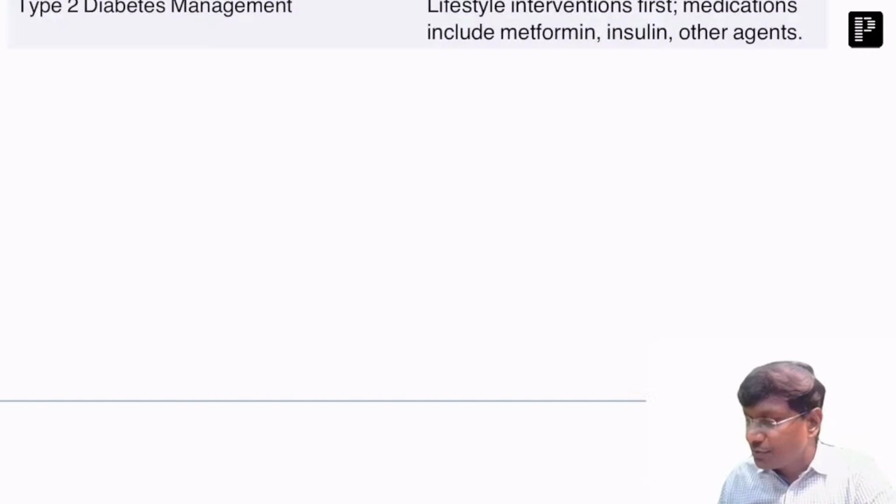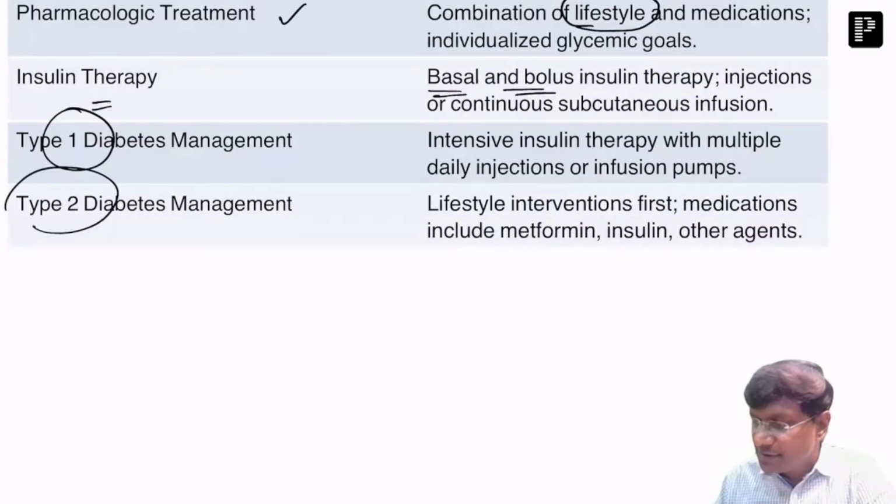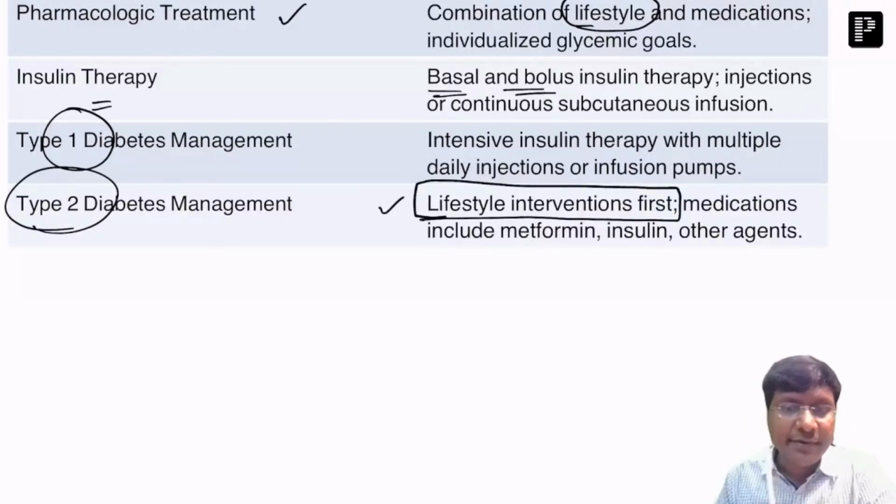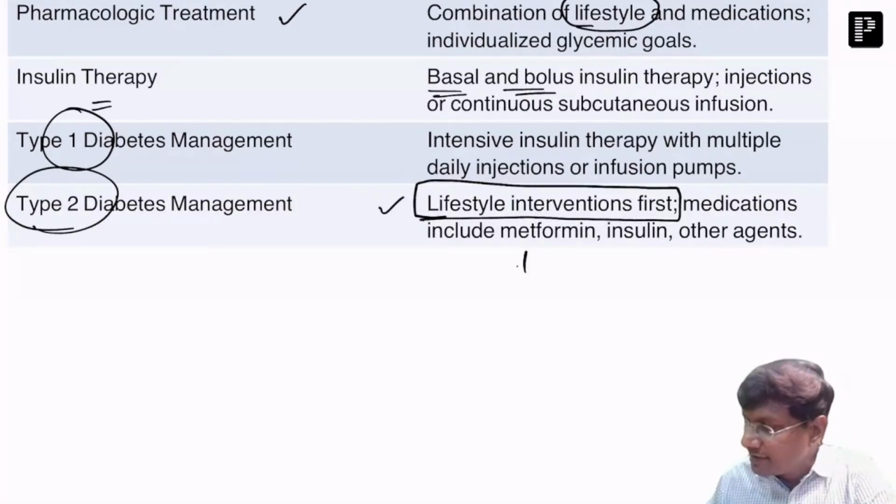Then coming to the type 2 diabetes management. In case of type 2 diabetes management, the first thing again is lifestyle modification, right? Lifestyle interventions are very, very important. And followed by that, the medication. And in the medication, the drug of choice is metformin.